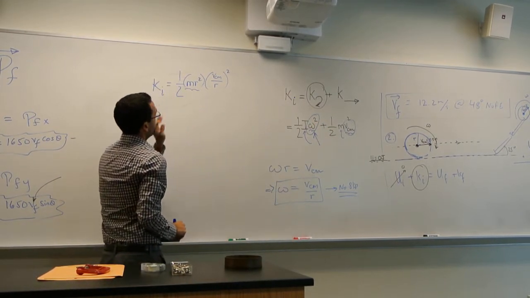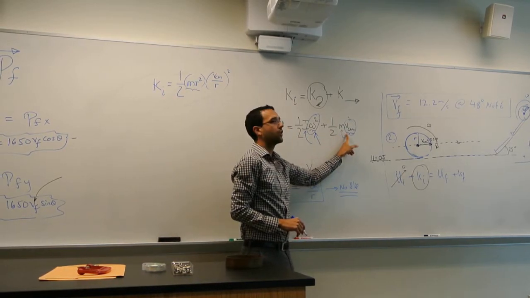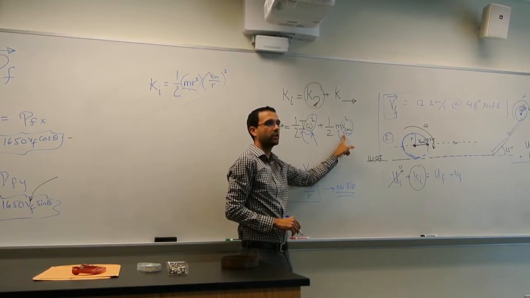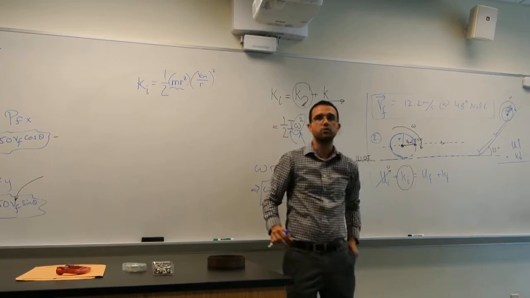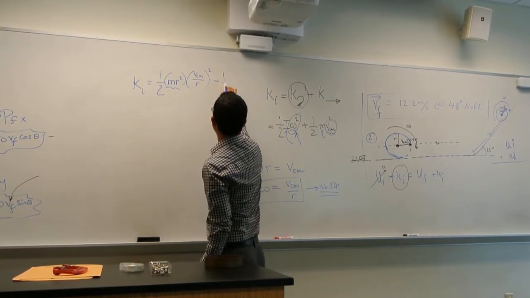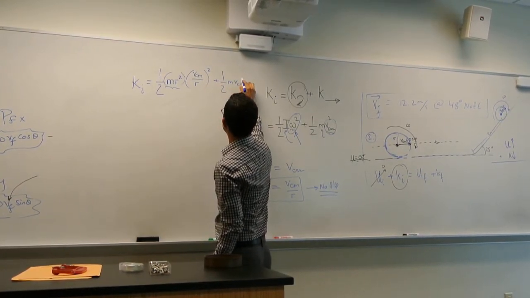So we have this, but remember that we also have another part to the kinetic energy. Does everybody agree that there's also the translational kinetic energy part? So that's going to be plus 1/2 mass times VCM squared.